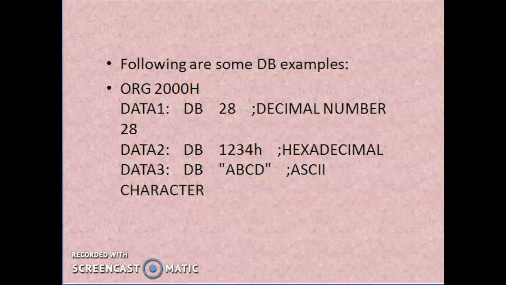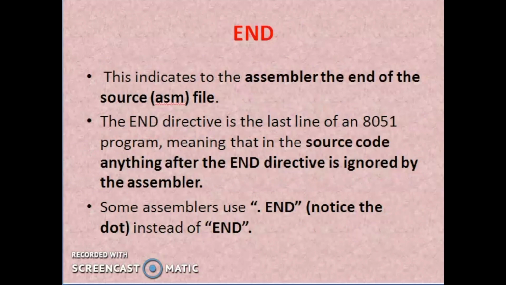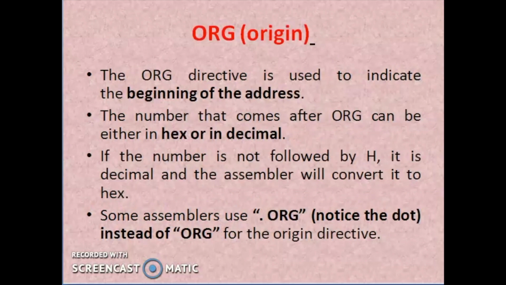And this is how the letters and directives are represented in DB, defined byte. Next is origin. What is the origin? Origin means beginning of the address. The ORG directive is used to indicate the beginning of the address.